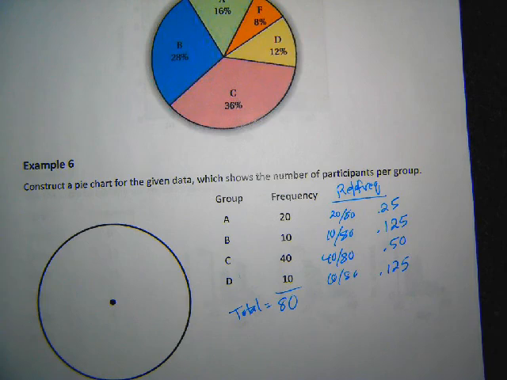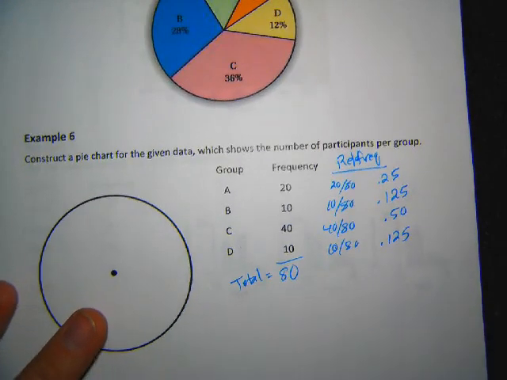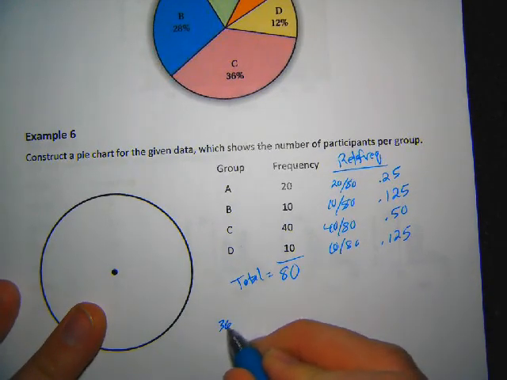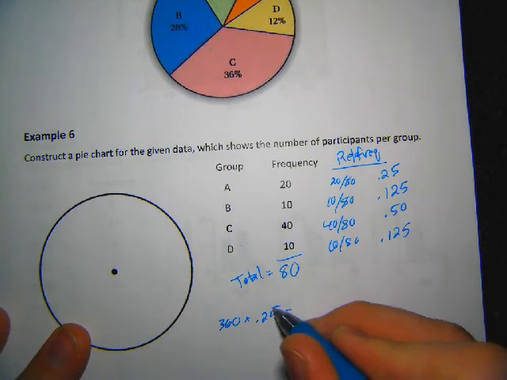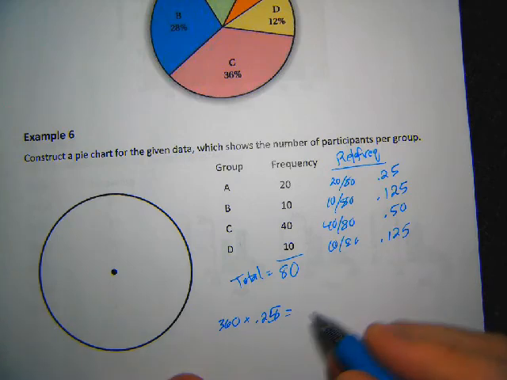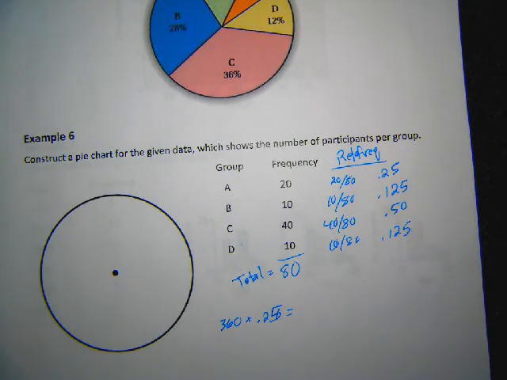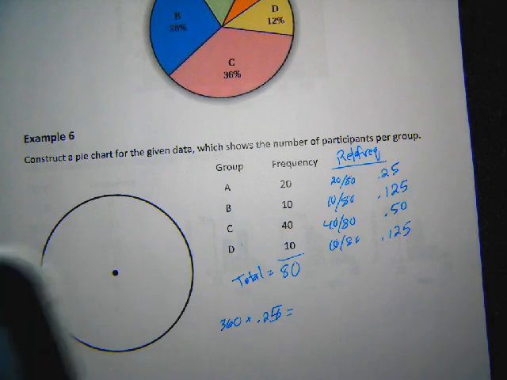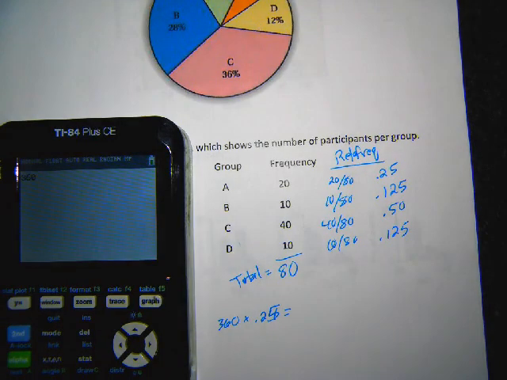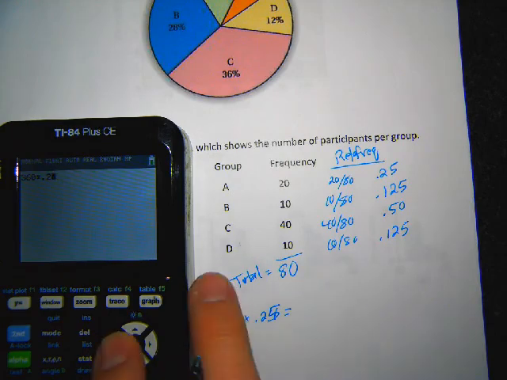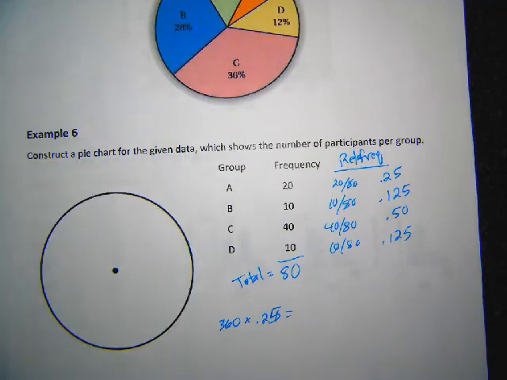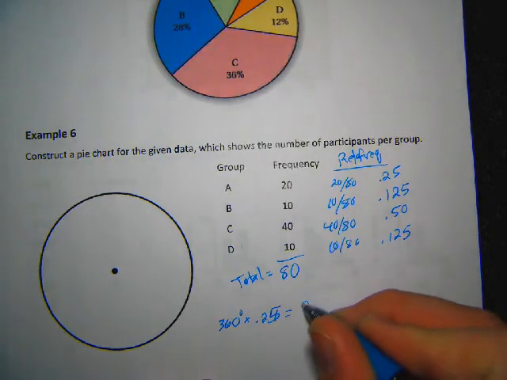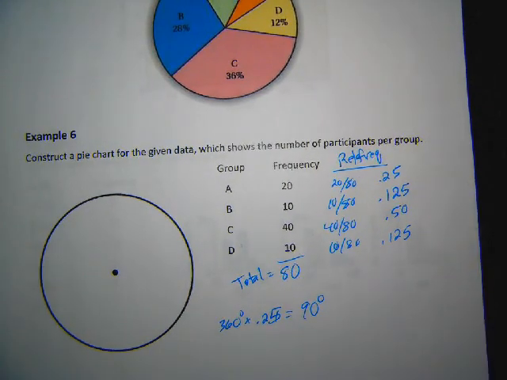Now, to figure out our angles, we would do things like 360 times 0.25, which you can multiply out in your calculator. I guess I can show you that. So 360 times 0.25, we get 90 degrees. So of the 360 degrees, 90 of those degrees go to that 25%.